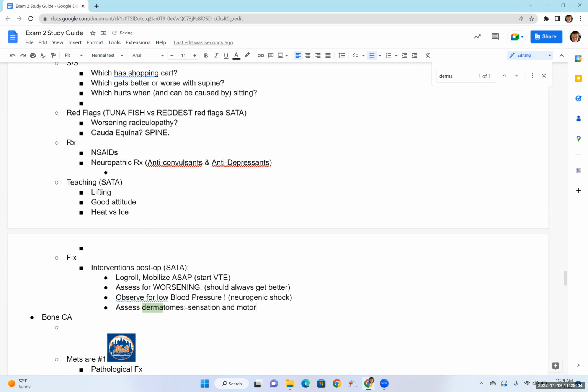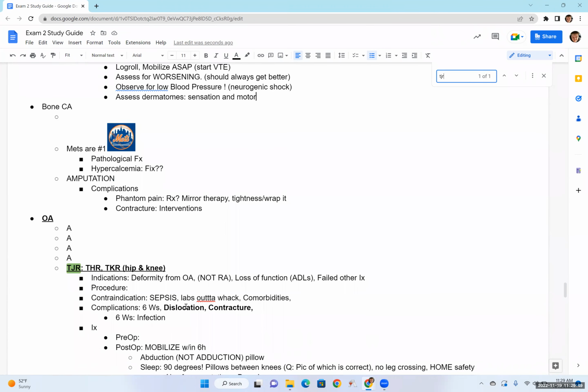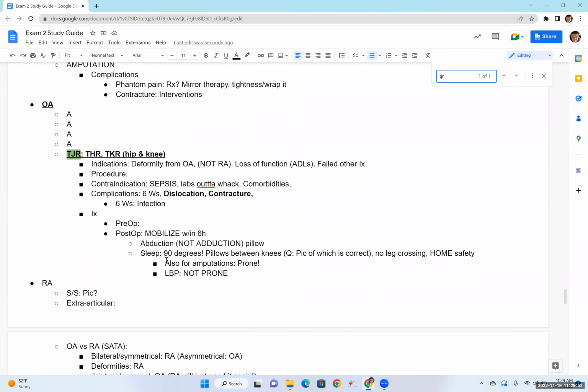And then for joint replacements, TJR: procedure, contraindications, teaching. Sleep. What's the right way to sleep for someone who has a total hip? If you have a total knee, you can sleep however you want, but total hip, you have to avoid that 90-degree flexion. Think of a chair as 90 degrees: you're sitting in the chair, your hips are flexed. It should be less than that. 75, 70, 60 degrees is good. 100, 110 degrees is not good.